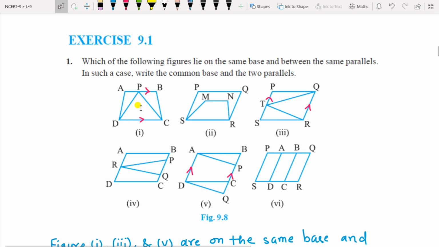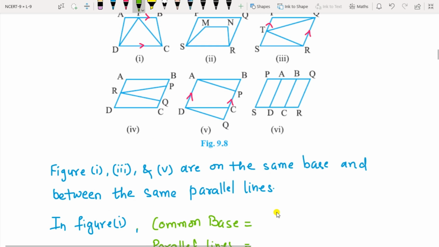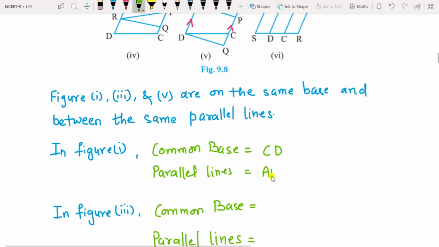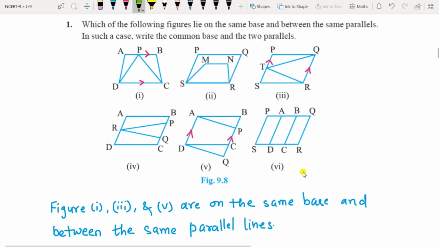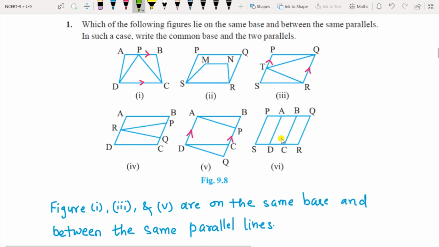So the right figures are 1, 3 and 5. Figures 1, 3 and 5 are on the same base and between the same parallel lines. From these figures we have to write the common base and the parallel lines. For the first figure, the base is CD and the parallel lines are AB parallel to CD. For the third figure, the base is QR and it lies between the parallel lines PS parallel to QR.